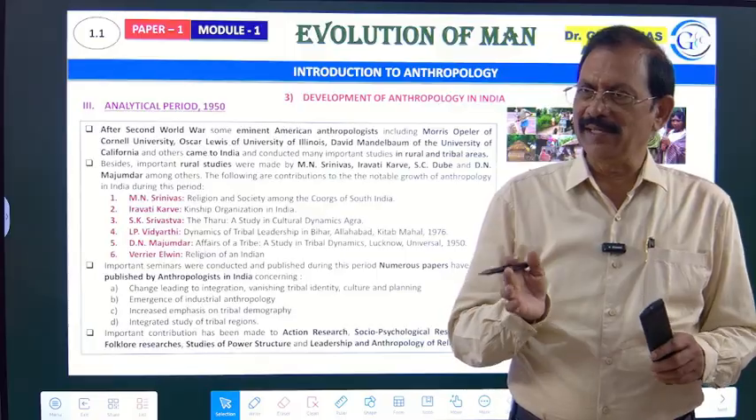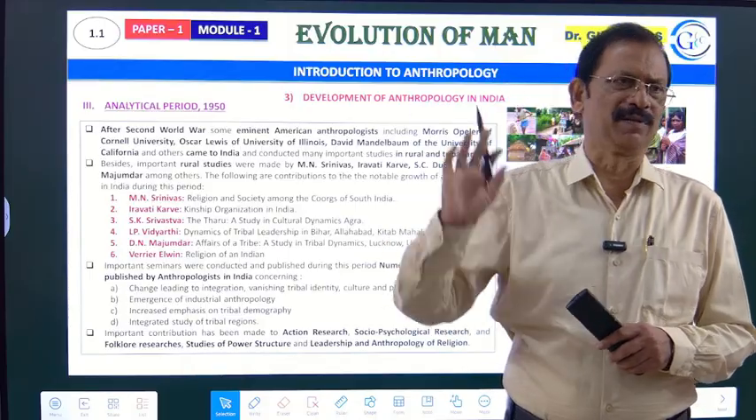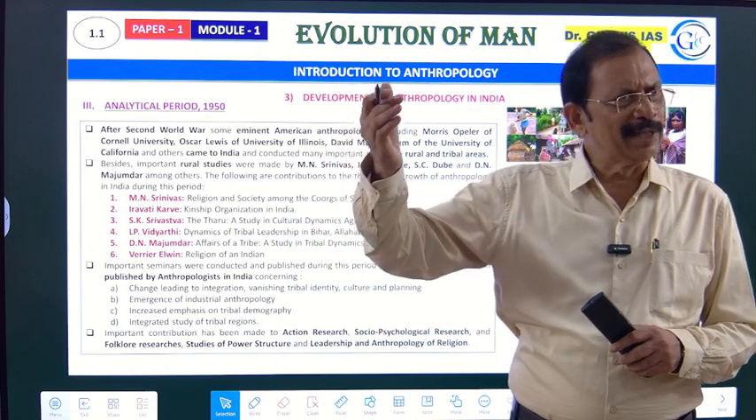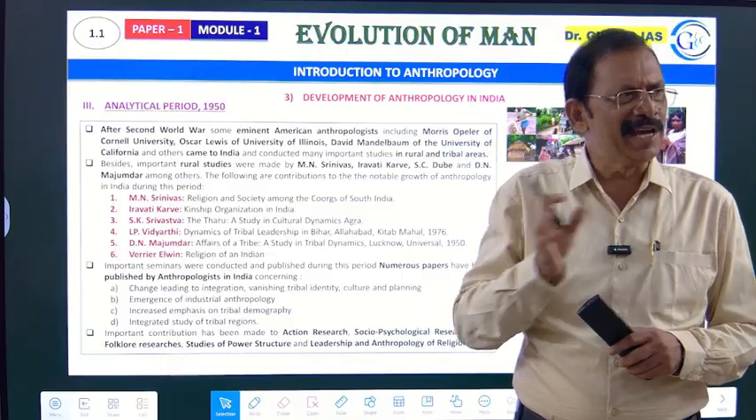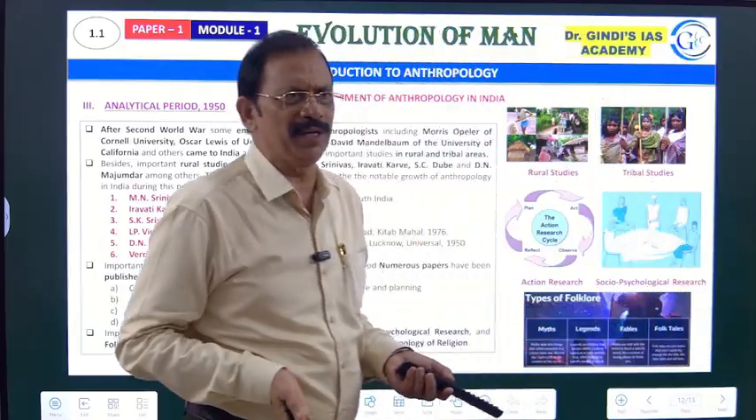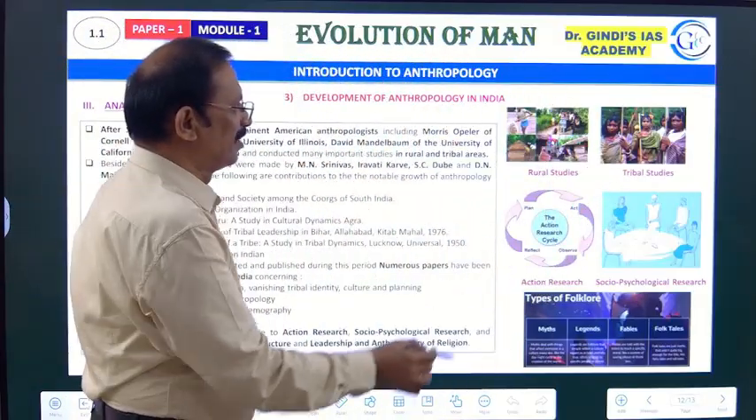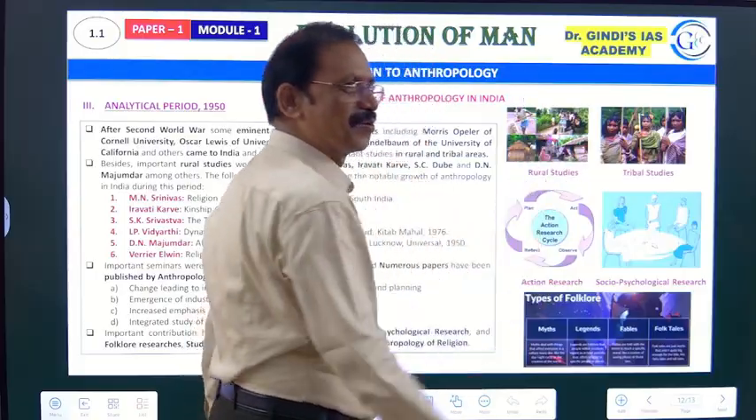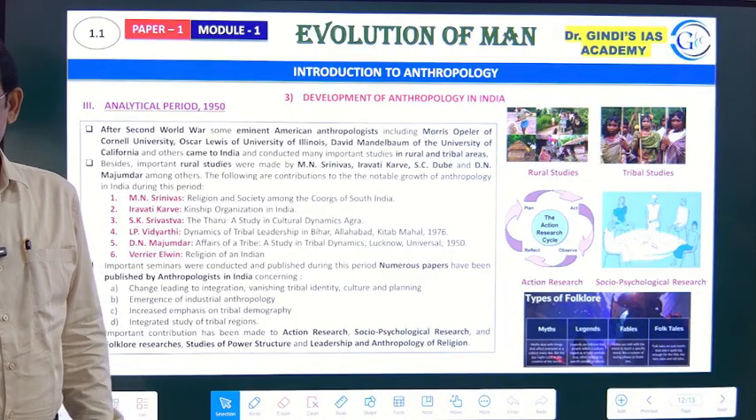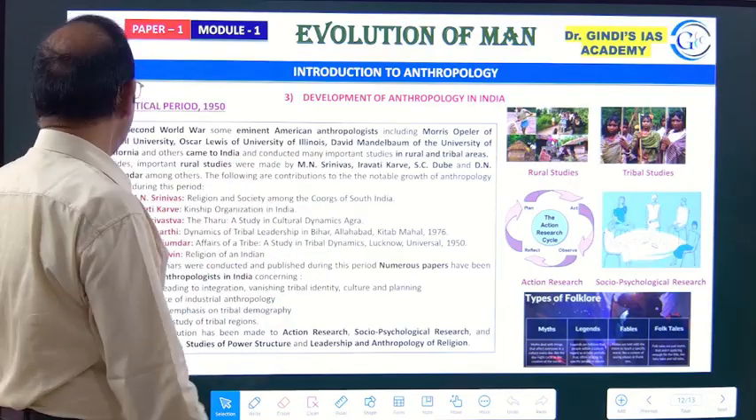Previously, up to the constructive period, our main focus was only on tribal studies. That was anthropology at that time. With the advent of the American anthropologists to India, our focus changed entirely from tribal studies to rural studies. We still do research on tribal studies, but the focus changed. So what are the different patterns, the different societies, the different social customs? Everything changed with the advent of American anthropologists to India.